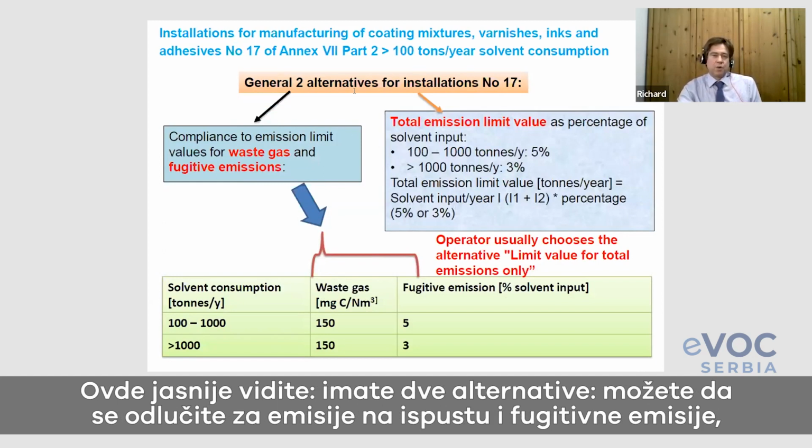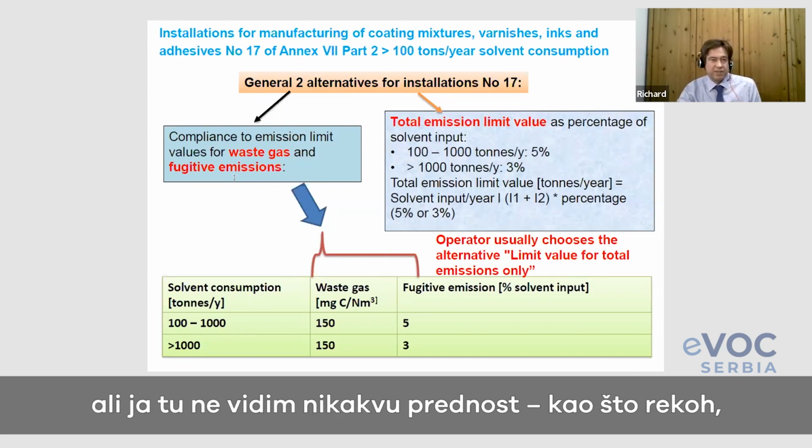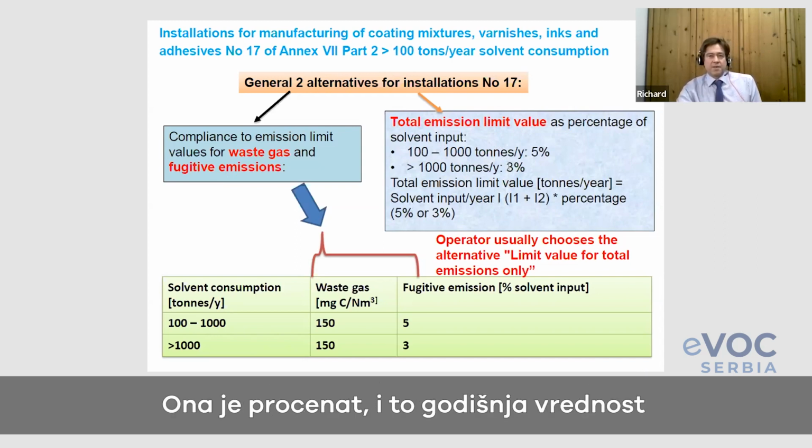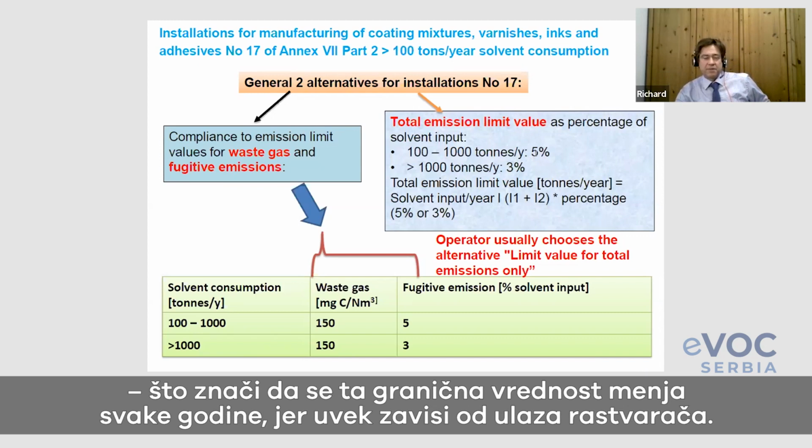So maybe you see it more clearly here. You have two alternatives. You can decide for waste gas and fugitive emissions, but I cannot see any advantage in that way. So as I told you, all operators decide for the total limit value as it's written here. You see, it is a percentage. What you can learn is that it's an annual value, so it's clear that the limit value will change every year, because it always depends on your solvent input.